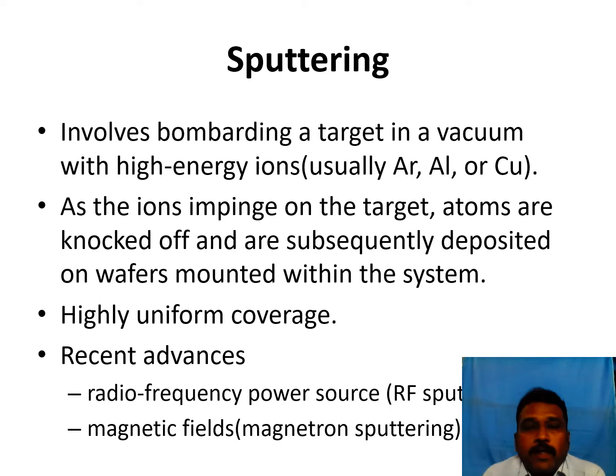So what is sputtering? Sputtering is bombarding a target in a vacuum with high energy ions. Usually we use arsenic, aluminum, or copper. As the ions impinge on the target, the atoms are knocked off and are subsequently deposited on wafers mounted within the system. So you will get that uniform coverage. We have recent advancements in the sputtering process, that is radio frequency power source RF sputtering, and then magnetic field sputtering, that is magnetron sputtering.